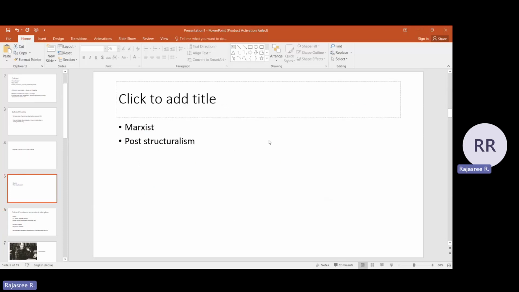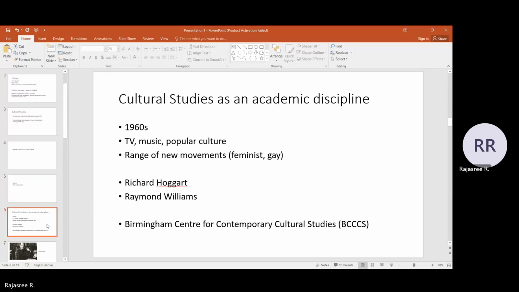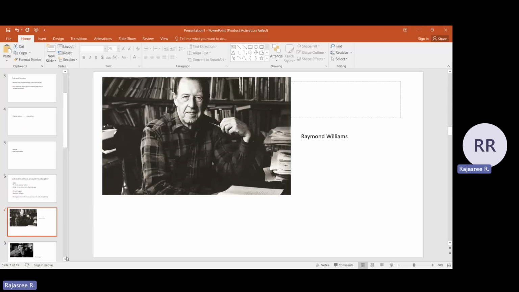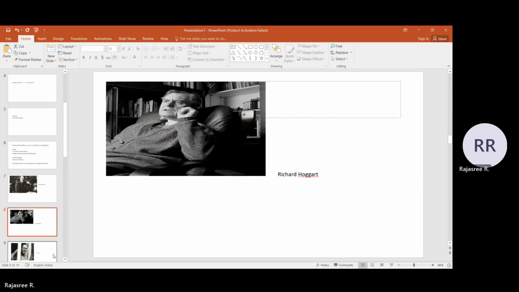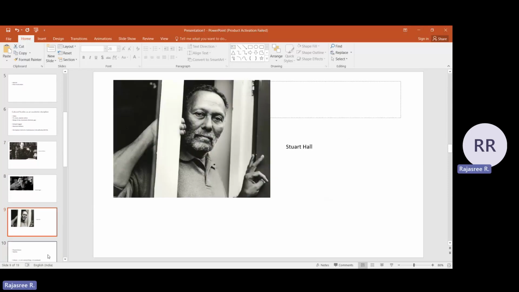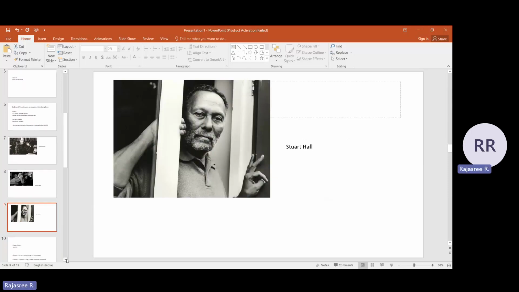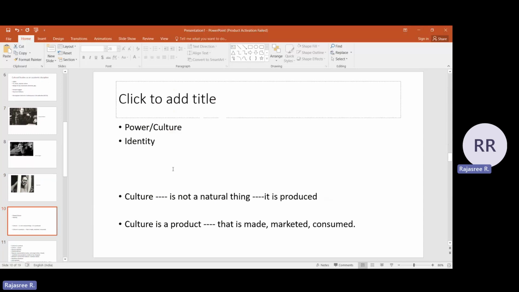So Marxism and post-structuralism were the two main theories that influenced it. We'll look into that. This is Raymond Williams, and this is Richard Hoggart. And you have to study Stuart Hall's essay. This is Stuart Hall.